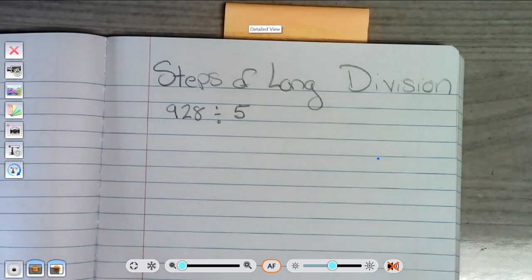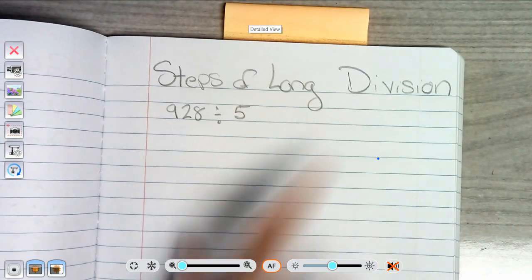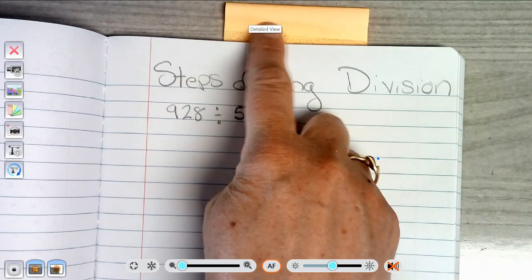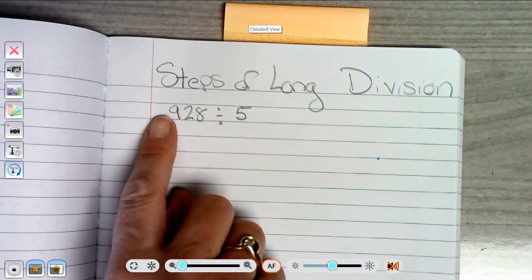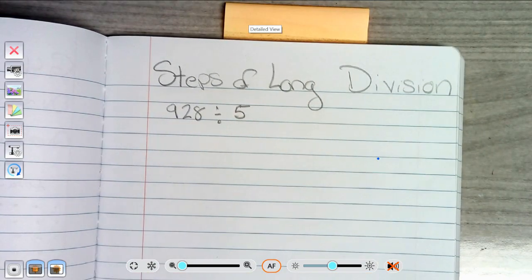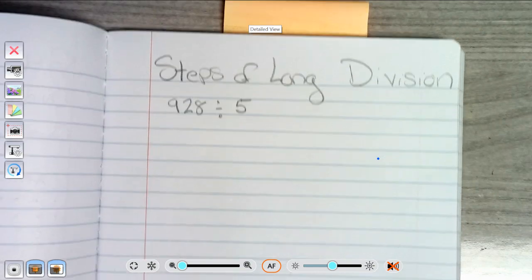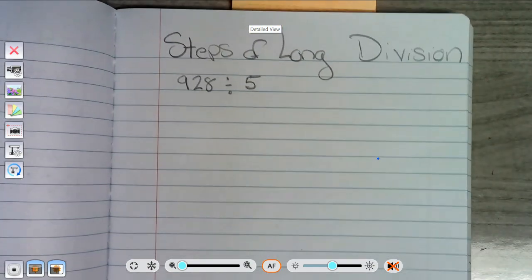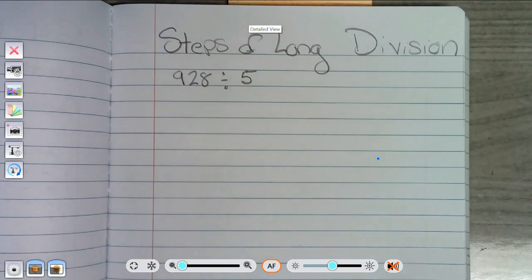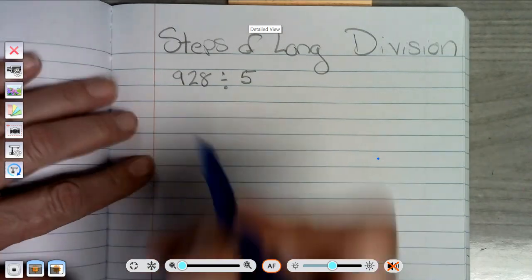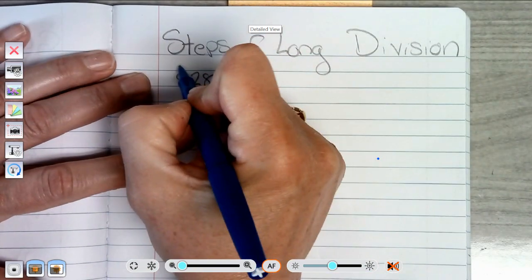Okay, these are basic division notes that I want you to have, and I want you to put a sticky note that says division so that you can always find these notes. They're the same as the poster that I have on the wall for the steps of long division. So we're going to start by looking at something like 928 divided by 5. There are a couple basic things you need to know.